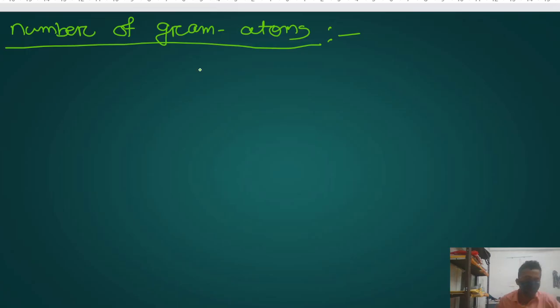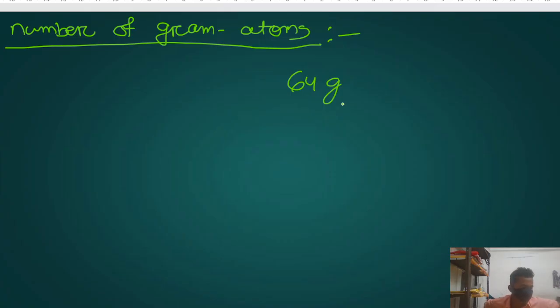Gram atoms are defined when the mass of an element is divided by the atomic mass of that element. Let's suppose you have oxygen atoms, and 64 grams of oxygen is given to you, and it is mentioned to find the number of gram atoms.